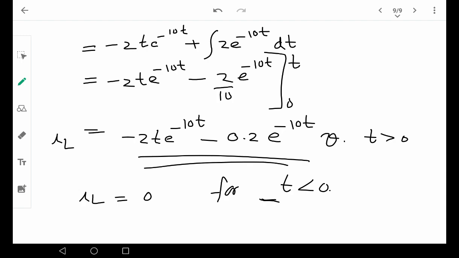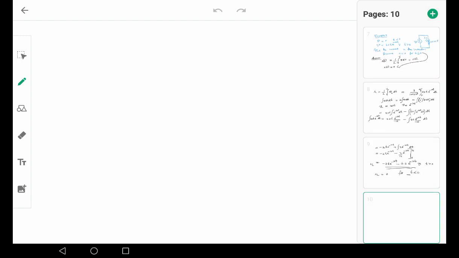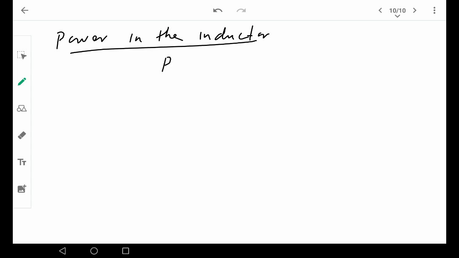Now we will see another important thing. It's called the power in the inductor. Power is, you also know, power equal to voltage into current, right? So you can write it as voltage is L dI by dt, right? So it can be written as L i di by dt. So this is the equation for power. Okay.